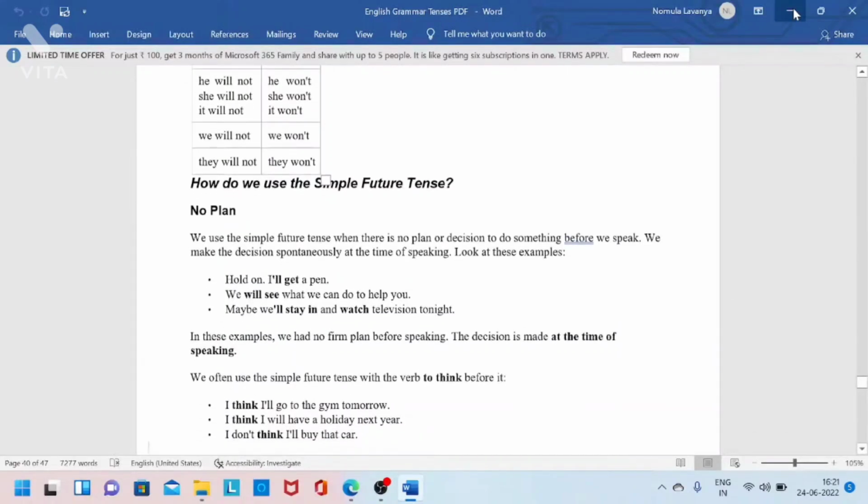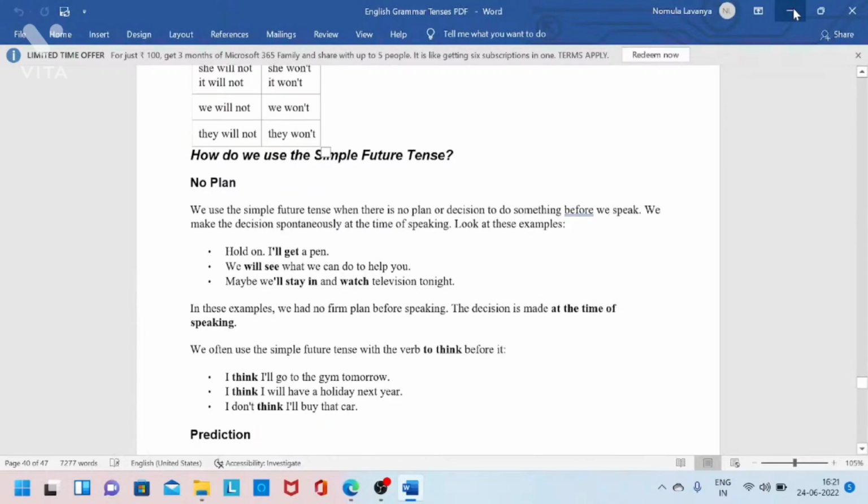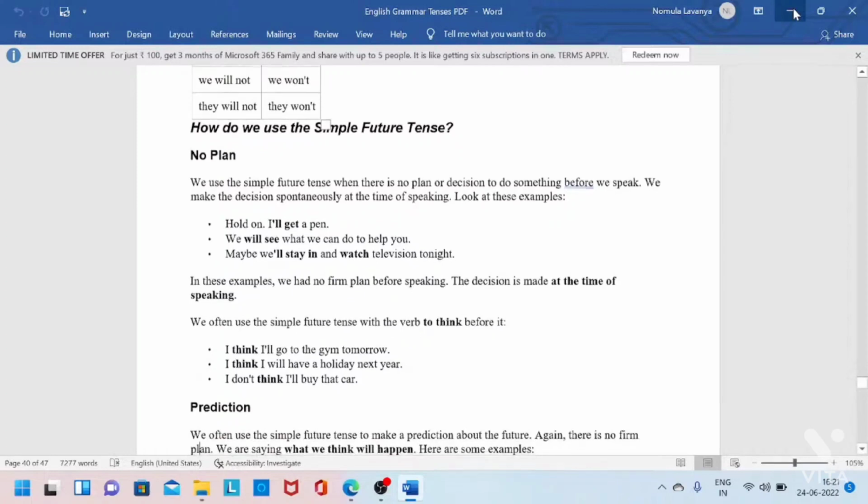We often use the simple future tense with the verb think before it. I think I will go to the gym tomorrow. I think I will have a holiday next year. I don't think I will buy that car. So see here it's very simple, like I think I will go to the gym tomorrow. It's simple future tense. These are very simple.